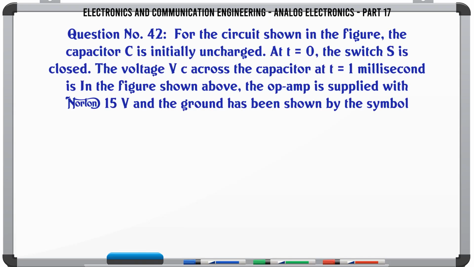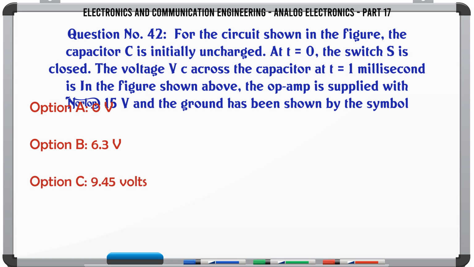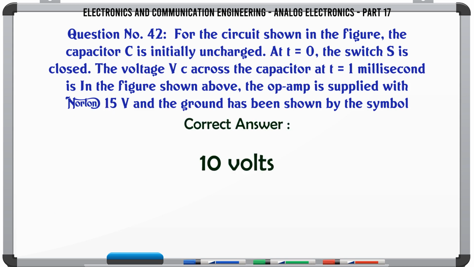For the circuit shown in the figure, the capacitor C is initially uncharged. At t = 0 the switch S is closed. The voltage Vc across the capacitor at t = 1 millisecond is, in the figure shown above, the op-amp is supplied with 15 V and the ground has been shown by the symbol: A. 0 V, B. 6.3 V, C. 9.45 volts, D. 10 volts. The correct answer is 10 volts.